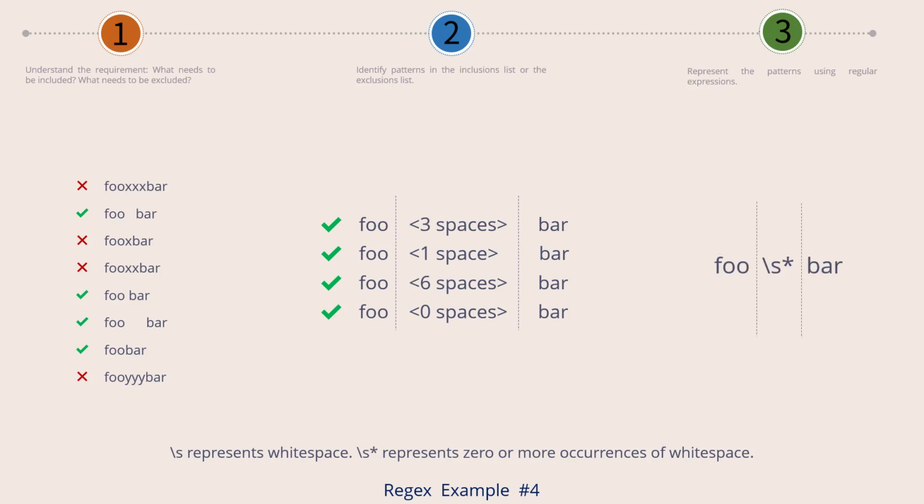In our final step, we have to come up with a single regex pattern that can represent all the 4 green strings. So we will write foo first, then \s star, then bar. So our final regex pattern for example number 4 is ready. Let's try it out using a regex engine.